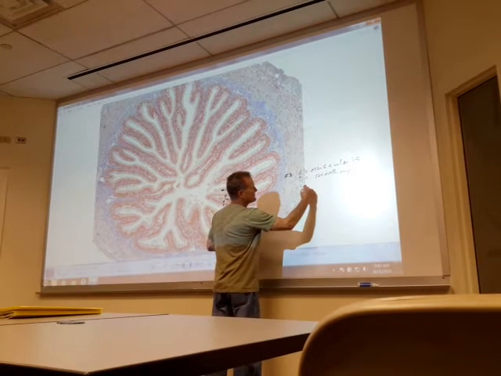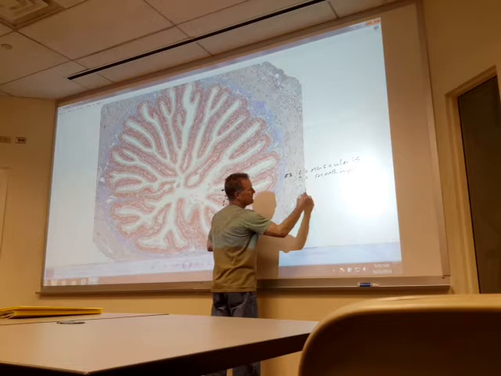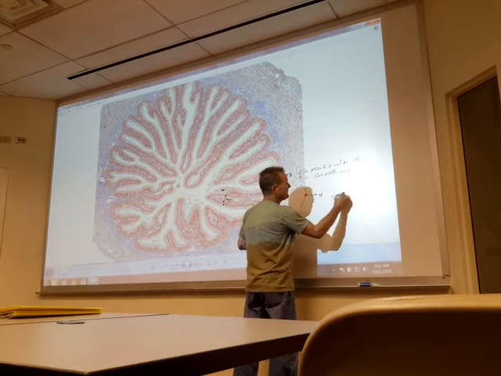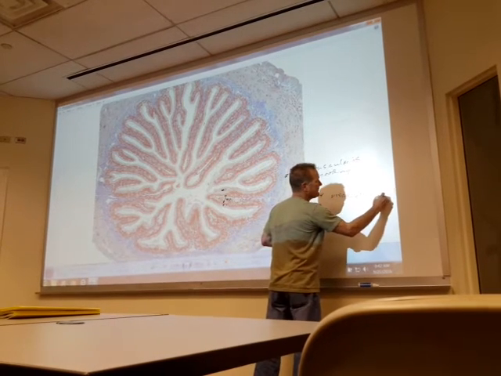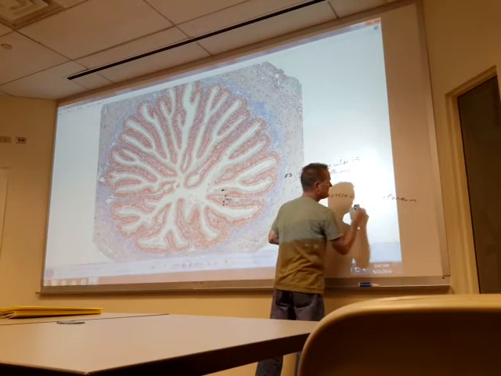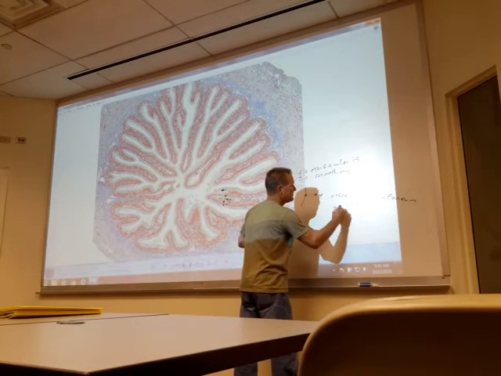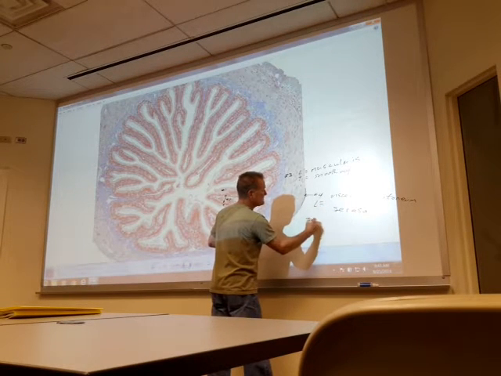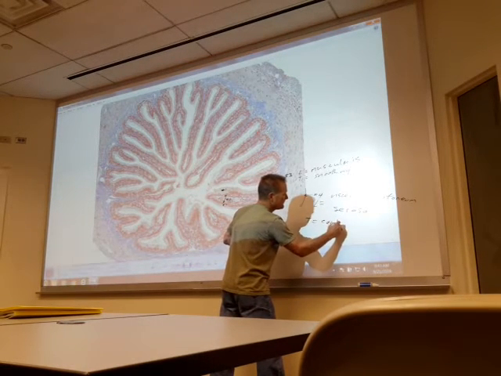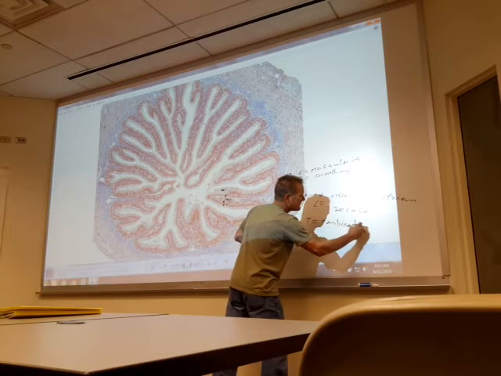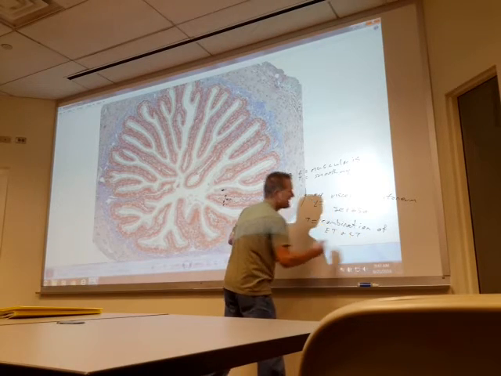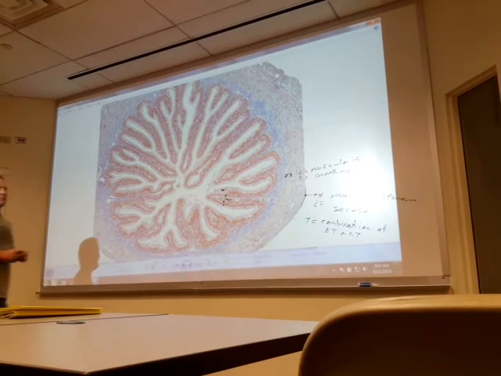And then the outermost layer, layer number 4, is called the visceral peritoneum, or the serosa. That's the name of the layer, and the tissue is a combination of epithelial tissue and connective tissue. It's a little more complicated than just one main.